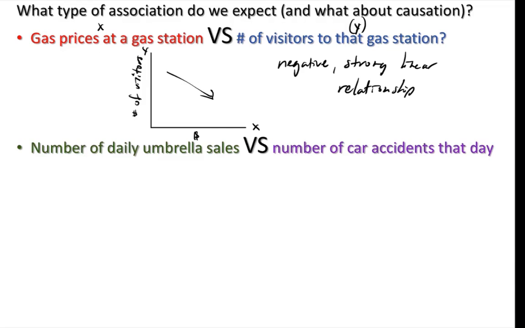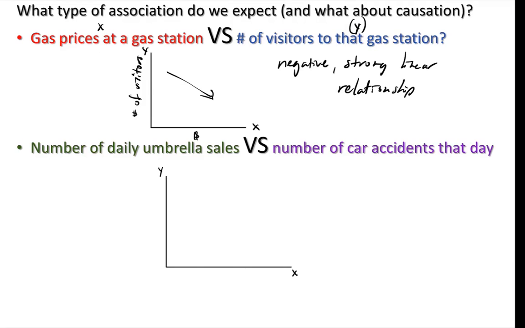All right, number of daily umbrella sales versus the number of car accidents that day. So these are kind of random pairings. Yes. So I have a question. Does it have to always be in that order? No. The X and the Y you're talking about?